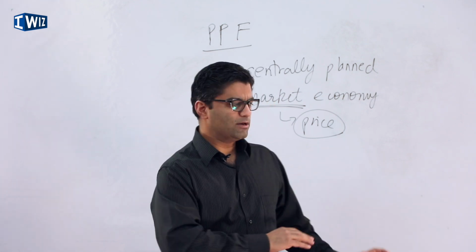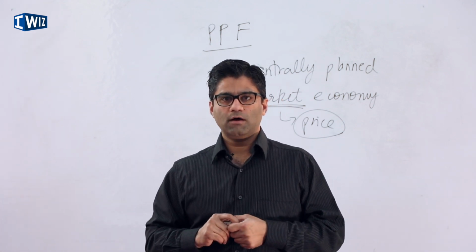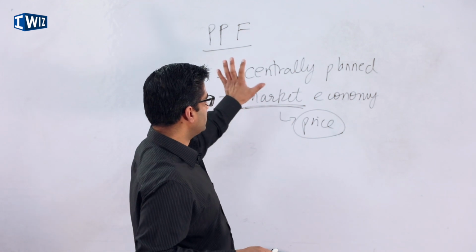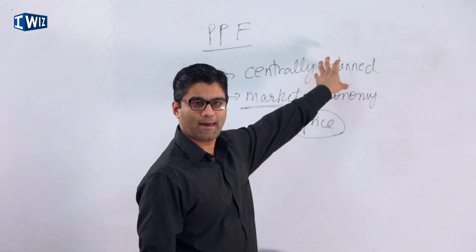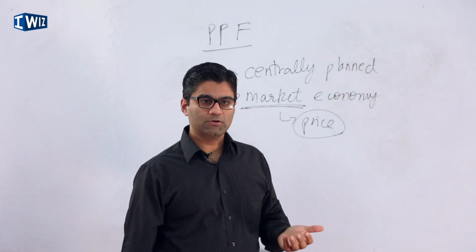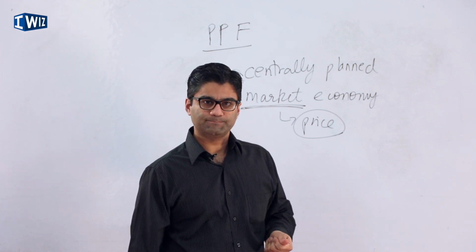So we'll talk more about how price works in a market economy when we talk about some concepts later on. But for right now, you need to know that the basic difference between the 2 kinds of economies is that in one, you have a central planner, and in the other, you have a market that determines everything that gets produced, for whom it gets produced, and how much people pay for it.